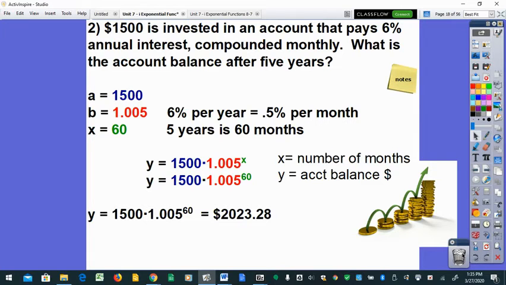So that was compounding quarterly, compounding monthly. Sometimes you can see semi-annually, which would be 2 times a year. But again, the rate gets divided by how many periods. So 6 divided by 12. And the time element, the x, gets multiplied.